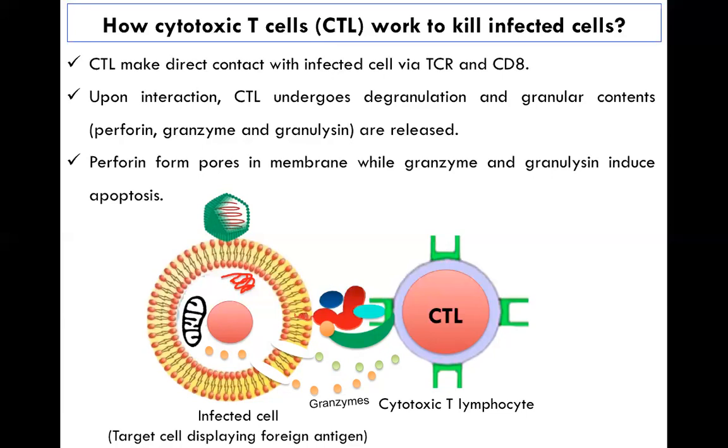So what kind of granules? We mentioned that there are the following granules: perforins, granzymes, and granulysin. So what do they actually do? Perforins make pores inside the membrane, and because of those pores, the other two granular contents, granzymes and granulysin, could enter inside the infected cell. And then, as a result, the cell undergoes apoptosis. It means natural programmed cell death.